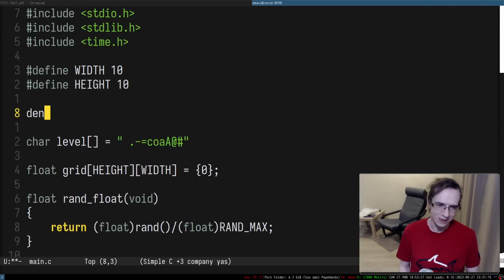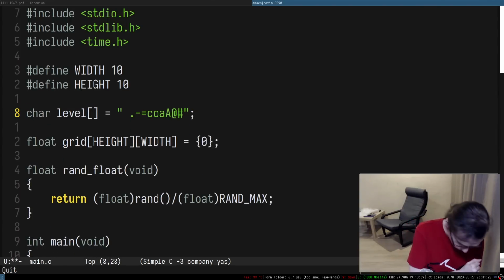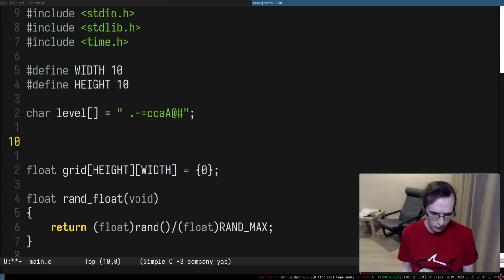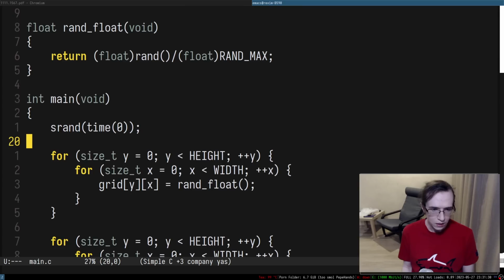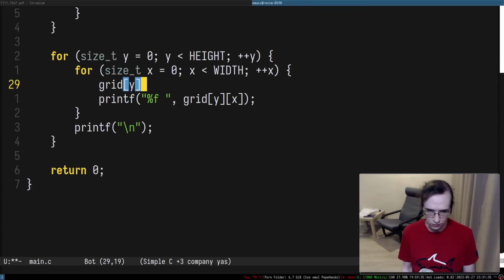Right. Dense, not dance. Like, I don't know how to speak English, I'm sorry. Right, and essentially we can use this entire thing as basically the table for the levels, right? So, if you have some sort of a brightness, imagine that you have a grid of this specific value.